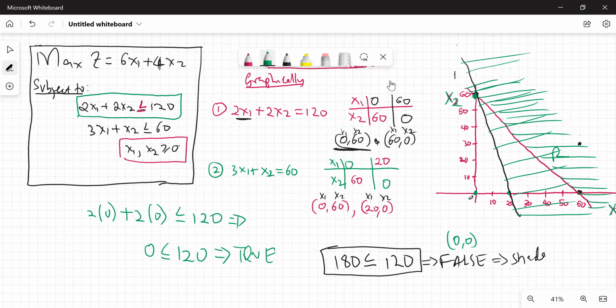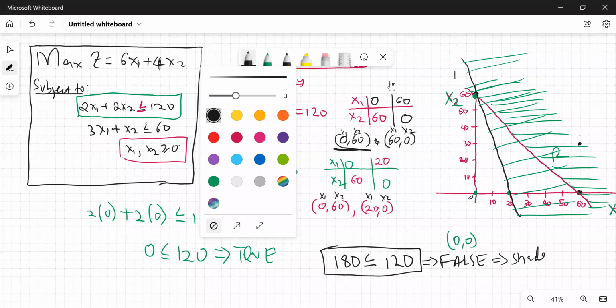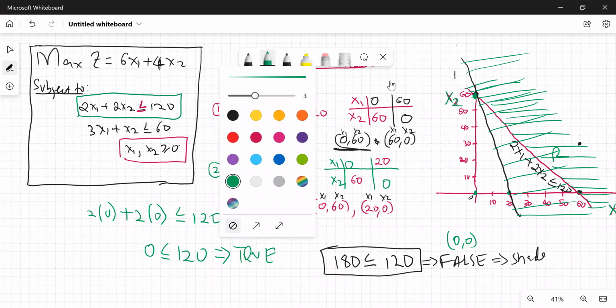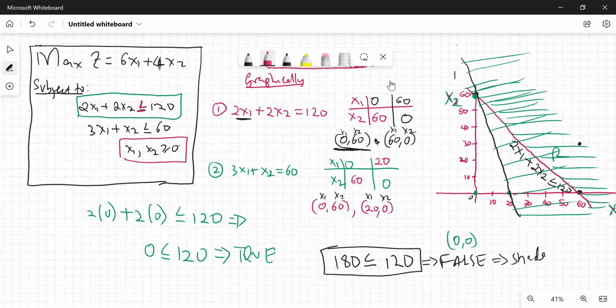Okay. And I think something we are forgetting is to label the inequalities. So the first one is 2x1 plus 2x2 is less or equal to 120. So these ones are inequalities. Once you shade them, they are no longer equations, they're inequalities. And the other one is 3x1 plus x2 is less or equal to 60.